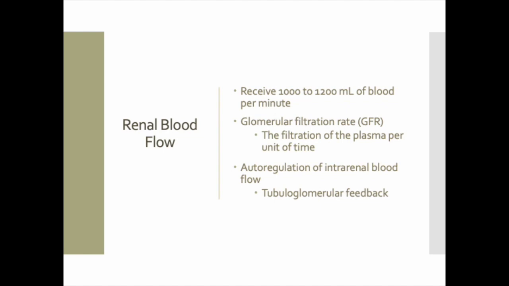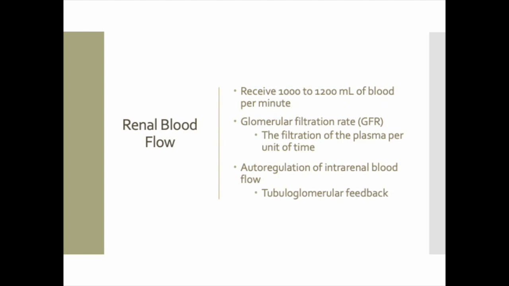Now, of this renal plasma, 20% is filtered at the glomerulus and it passes into the Bowman capsule. The remaining 80% is going to flow through the efferent arterioles to the peritubular capillaries. This is important because we're looking at this filtration rate. The filtration of the plasma per unit of time, we call this the glomerular filtration rate, and it directly relates to the perfusion pressure of the glomerular capillaries.